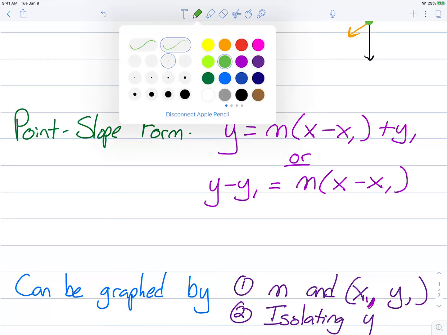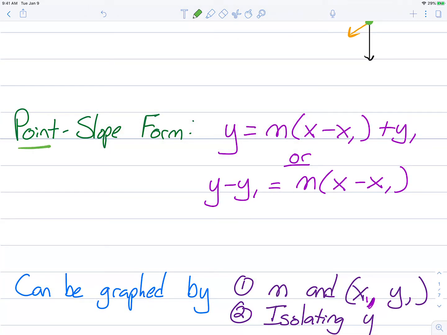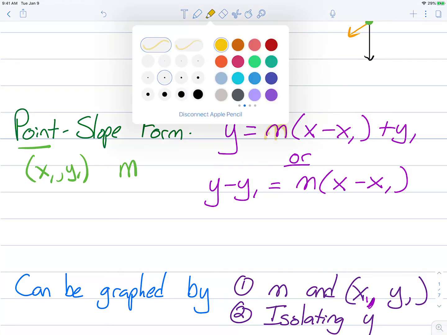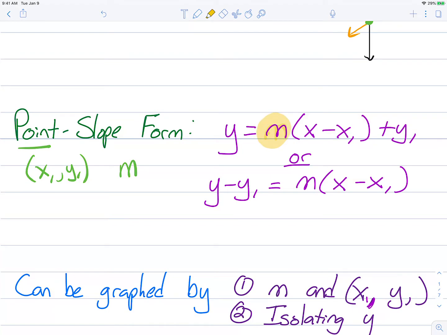Now point-slope form is a slightly different form. What you are given is a point, and your point is going to be in terms of x sub 1 comma y sub 1. The subnumbers are not anything mathematical, it's just labeling. It's the one point that you know, and you're given a slope m. So when you plug your information into this equation, you're going to put your m number right here in front of the parentheses. Then you're going to subtract the x value of the point, and then add the y value at the end.